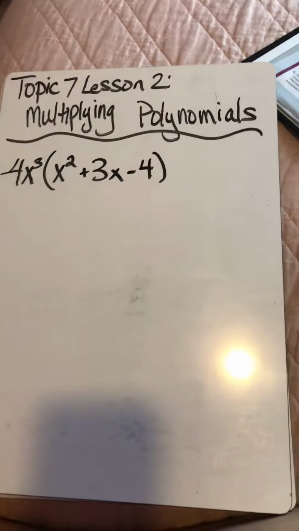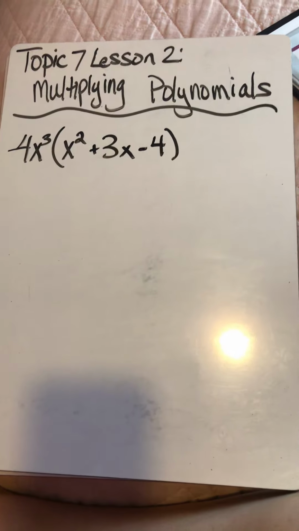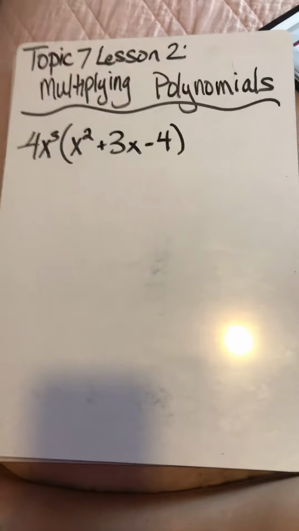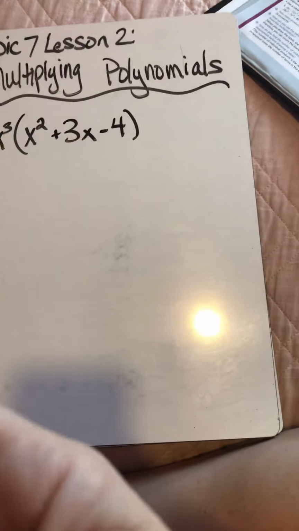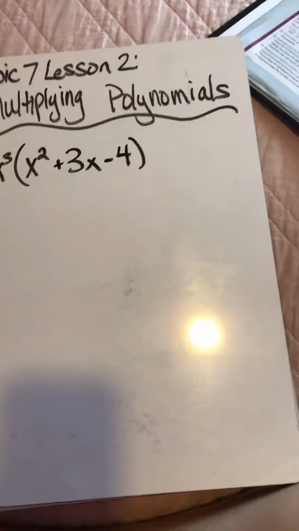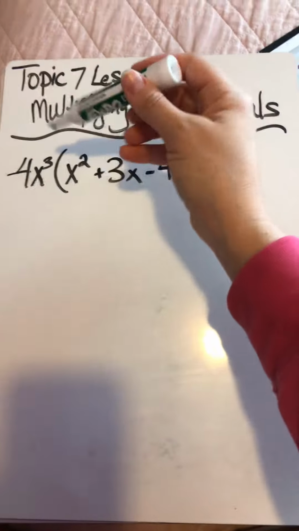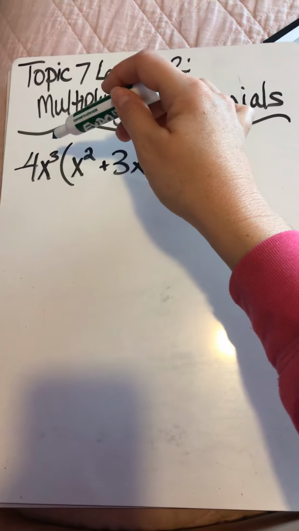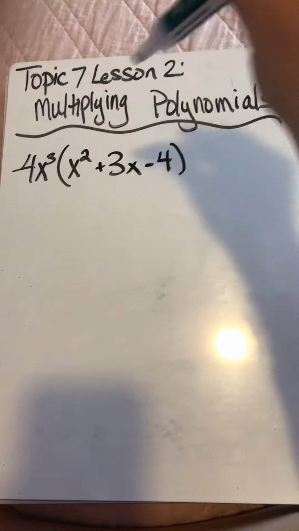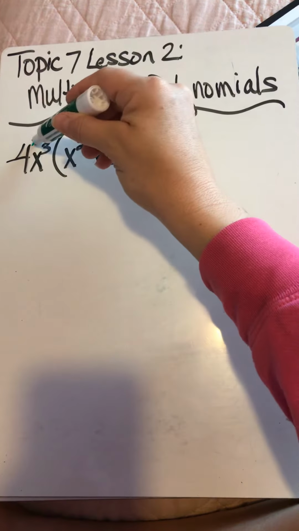All right, some algebra. Topic 7, lesson 2, we're going to be multiplying polynomials. The first thing we're going to do is that we know we're multiplying, so we need to make sure we follow all the rules for multiplication. When I look at this one right here, I need to make sure my negative 4x cubed is being multiplied into all three of these. So it's going to go here, it's going to be multiplied to here, and it's going to be multiplied to here.